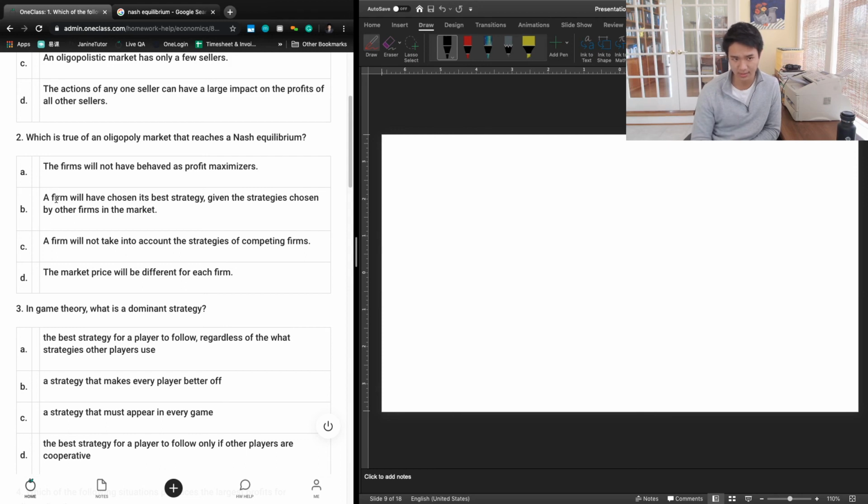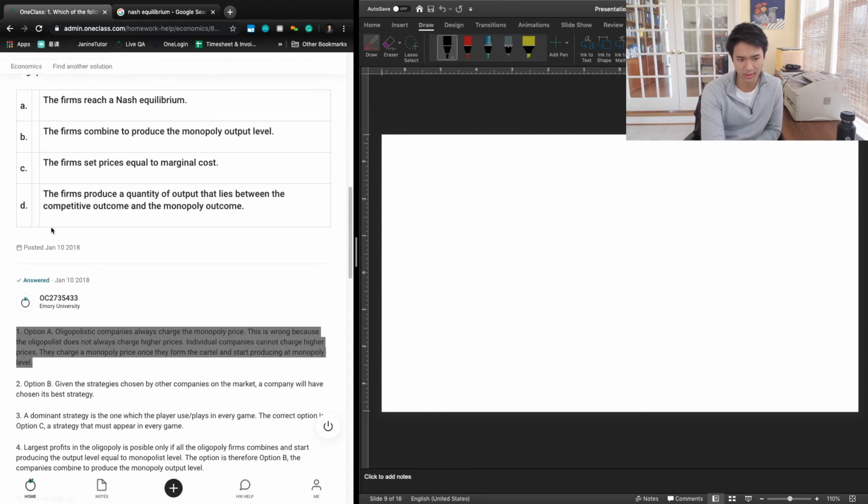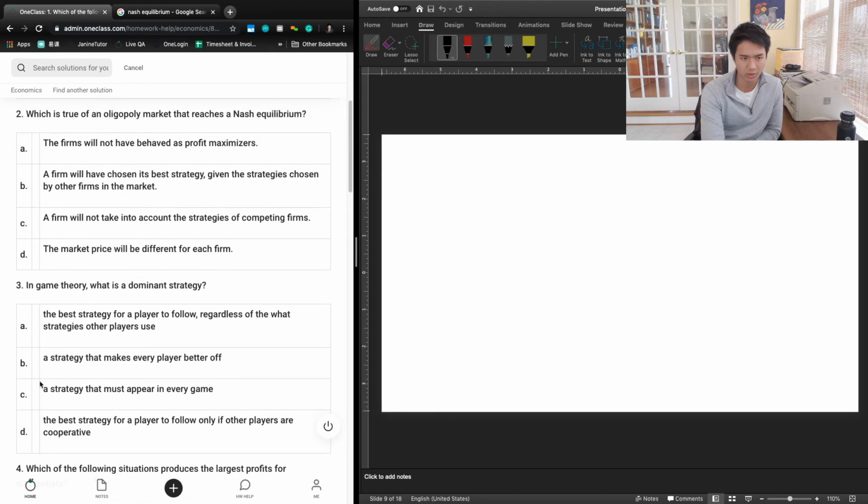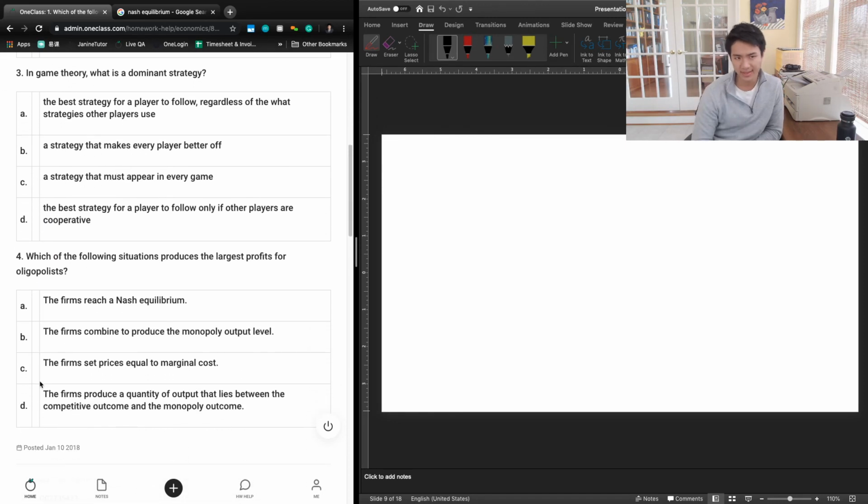So B is the best answer here because that is the definition of Nash equilibrium, choosing your best strategy given the strategies chosen by other firms. And so B is going to be the right answer. And let's take a look at the other. Yep, so the other tutor also chose B. 3 says, in game theory, what is a dominant strategy? So a dominant strategy, so let's take a look at answer choices.